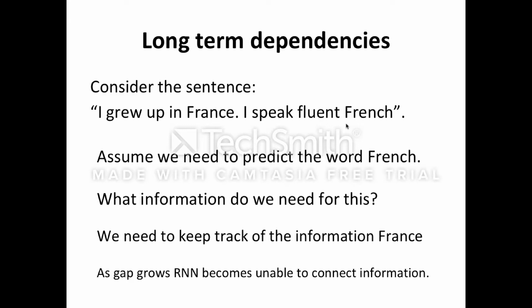So this is just a simple sentence, but assume it's a big paragraph of 100 pages. Assume that on the last page there's information which is dependent on the information present in the first page. As the gap grows, the neural network becomes unable to connect the information. So this is where the long-term dependency issue comes into play.